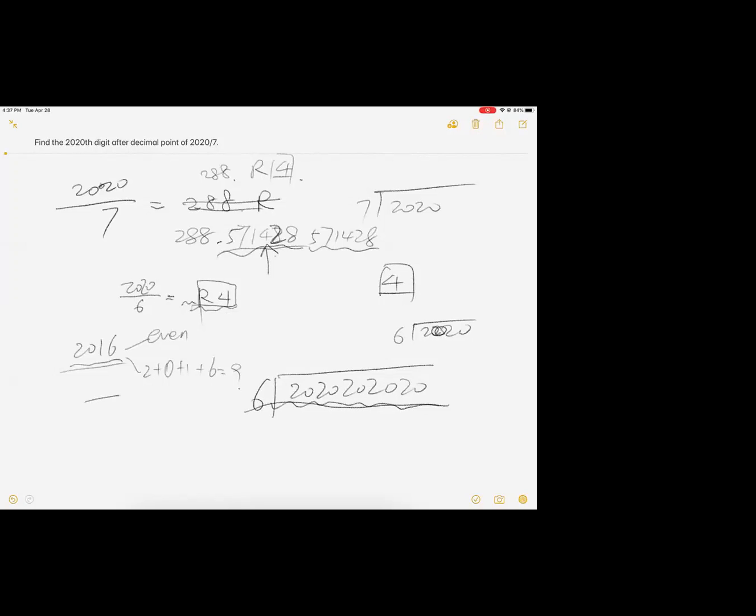So let me give you a different one. How about this? 4, 1, 4, 1, 4. Okay, what is this number divided by 6? What's the remainder? Remainder 2. Yeah, 2. Who said 2? Me. Well, you have to say your name. Kyle. Okay, why is the remainder 2?